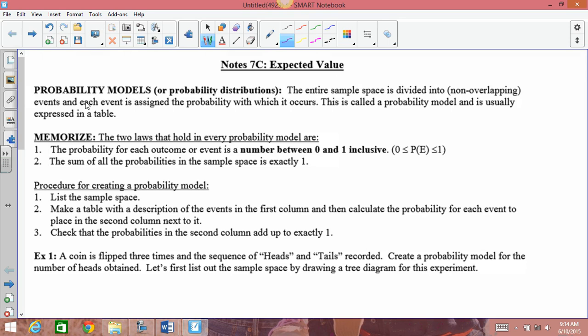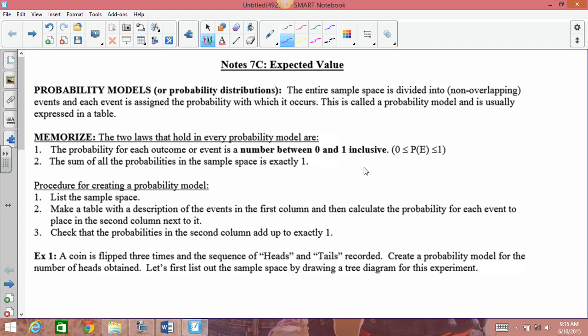A probability model is just looking at the entire sample space, no overlapping, and calculating the probability that each one of those events happen. Then we'll have an event in one column and the probability of that event in a second column. We'll move it one step further when we go to expected value and add a third column, which will be called a gain or loss, and we'll talk more about that in just a moment. But let's first introduce the idea of a probability model, which should be very straightforward given everything we've talked about so far.